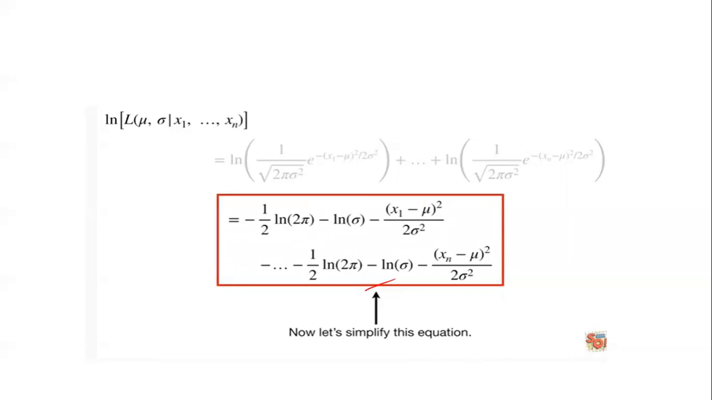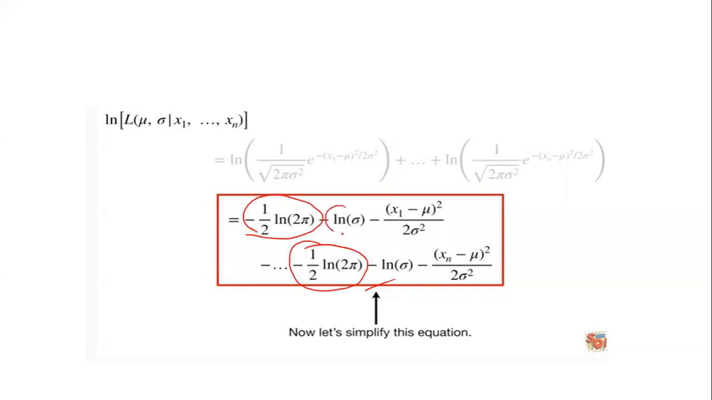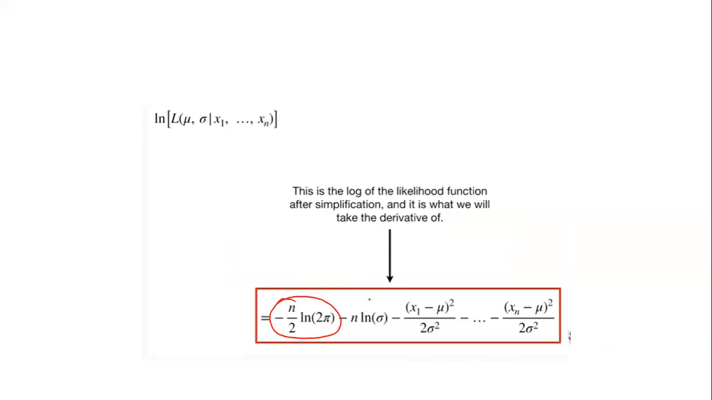Okay. So again, this equation can still be simplified. This term, if you see, is appearing n times. So we can club all these things and we can write minus n by 2 log 2 pi. So that we got minus n by 2 log 2 pi. Similarly, this term is also appearing n times. So we can add up all these things and we can say minus n log sigma, right?